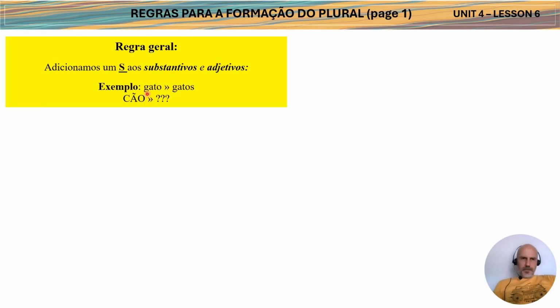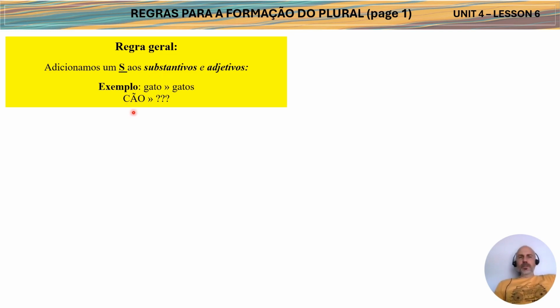Let's check this word here, gato. Gato, you know, it means cat, right? And the plural of gato is gatos. Just put an S and you have the plural. This is the main rule for the plural, and you already know this rule, right? It's very easy, and it's the only one that you have to know on this level, and you already know it. So you're okay with this.